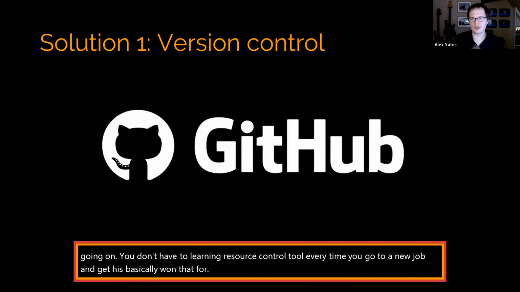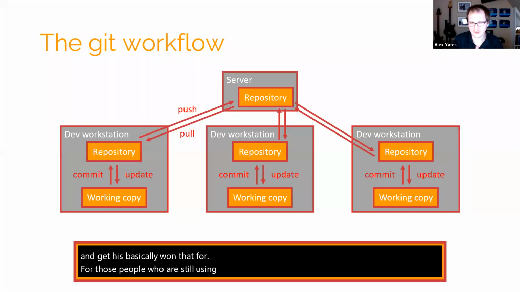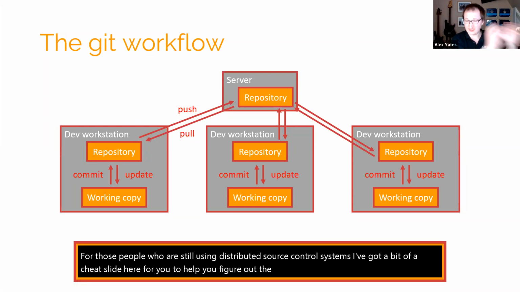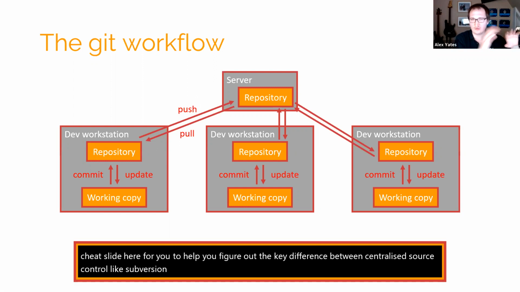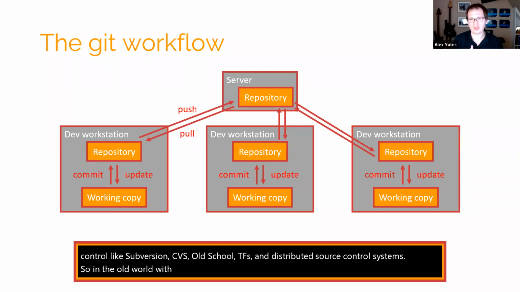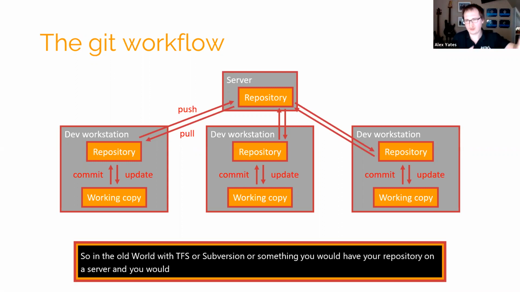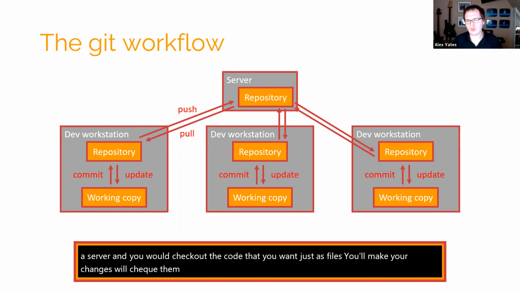For those people who are still using centralized source control systems, I've got a bit of a cheat slide here to help you figure out the key difference between centralized source control, like Subversion, CVS, old school TFS, and distributed source control systems. So in the old world with TFS or Subversion, you would have your repository on a server and you would check out the code that you want, just as files. You'll make your changes, you'll check them back in. And that's all well and good.